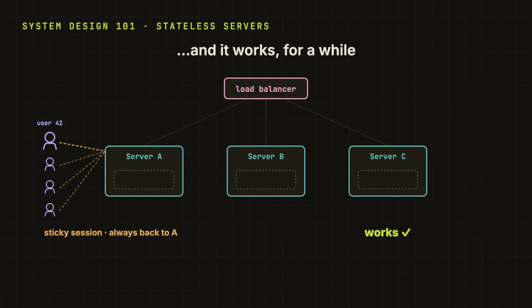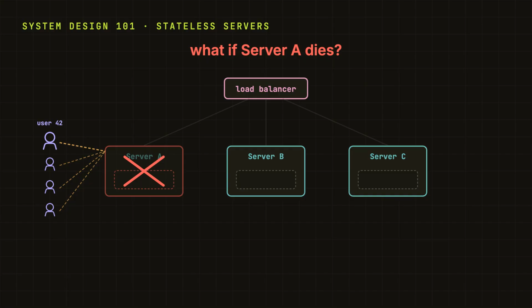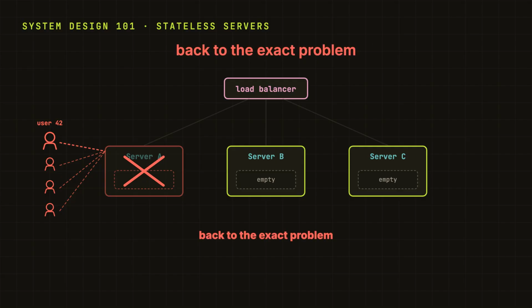But think about what we just did. We glued user 42's state back onto one specific machine. So, what happens when server A dies? And servers do die. If that session lived only in A's RAM, every user pinned to A is logged out at once, while B and C are sitting right there, healthy, empty. We are back to the exact problem we started with.